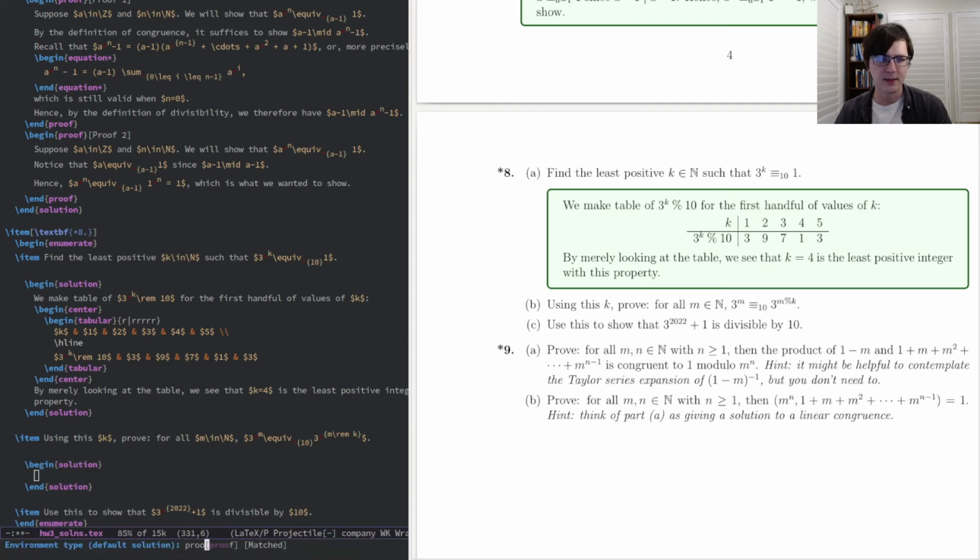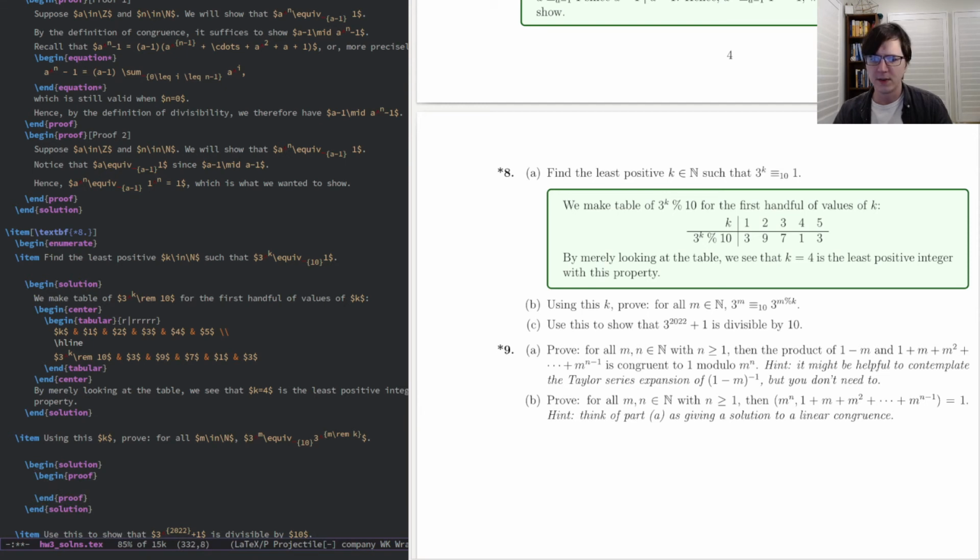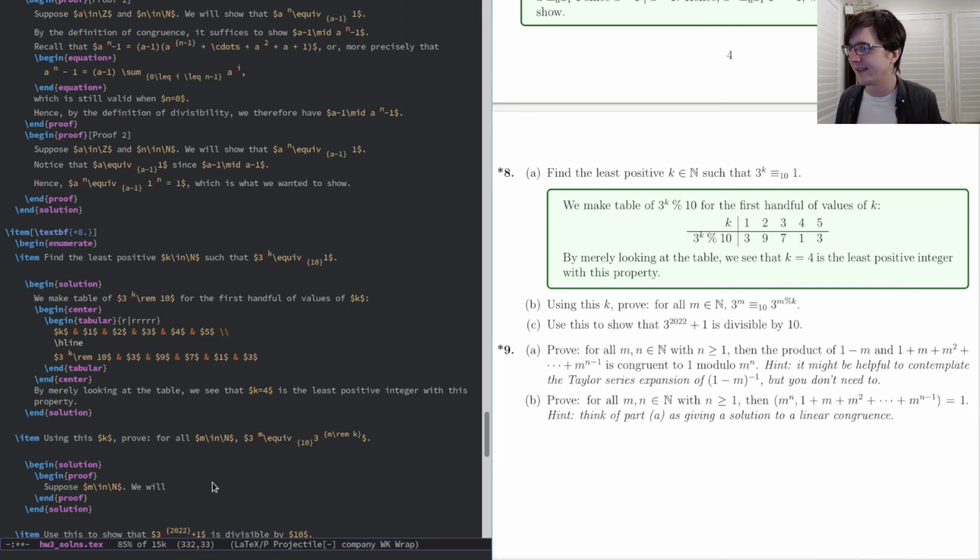Solution. Proof. Okay, suppose m is in the naturals. There are a couple ways we can do this. One, we can do induction on m, but then you have to deal with this case of whether or not m is like 3 mod 4. It's not so bad, but I don't want to do that. You know, it's already an hour 52 in. Suppose m is in the naturals. We will show that 3 to the, copy paste, is true.